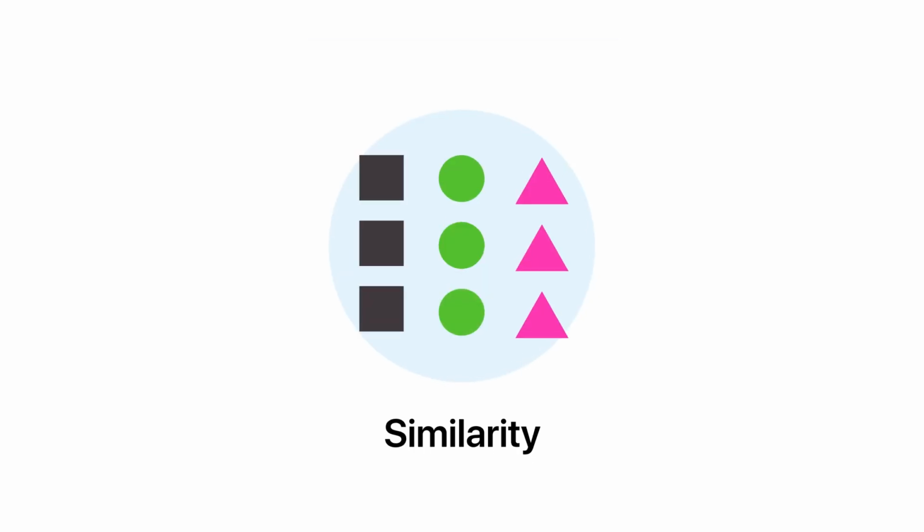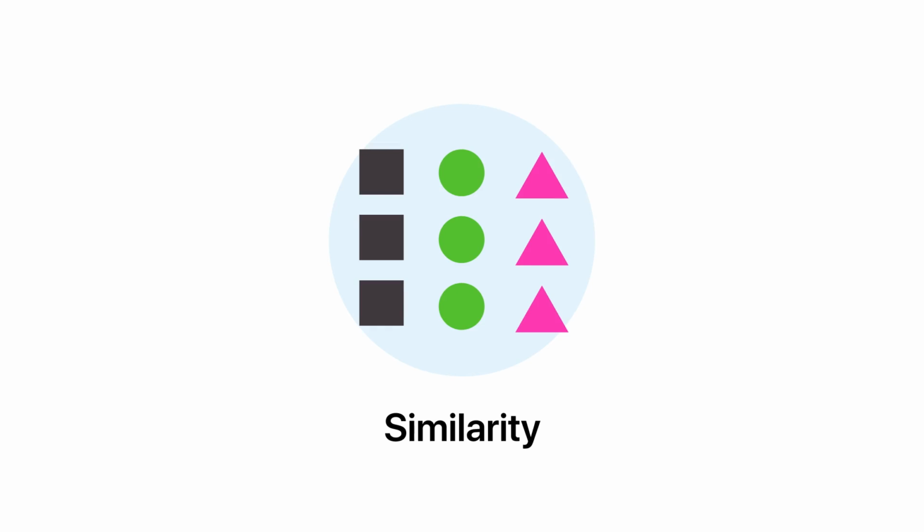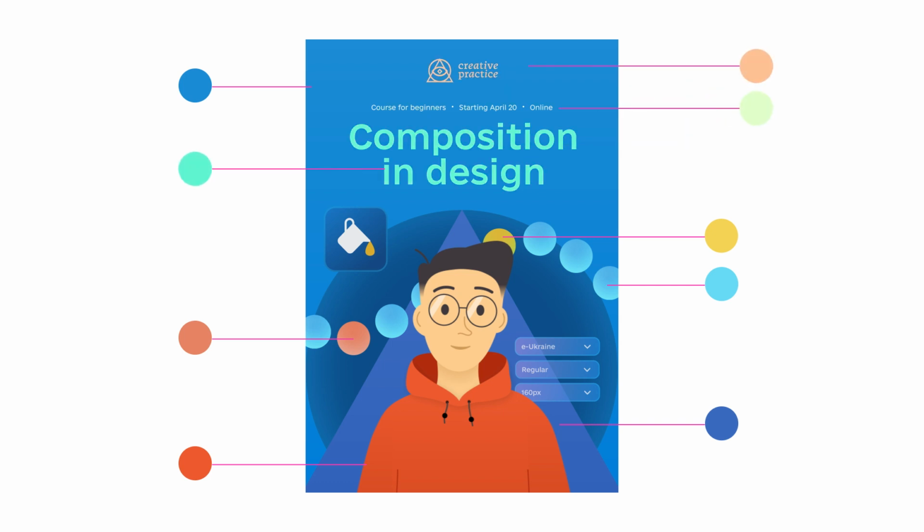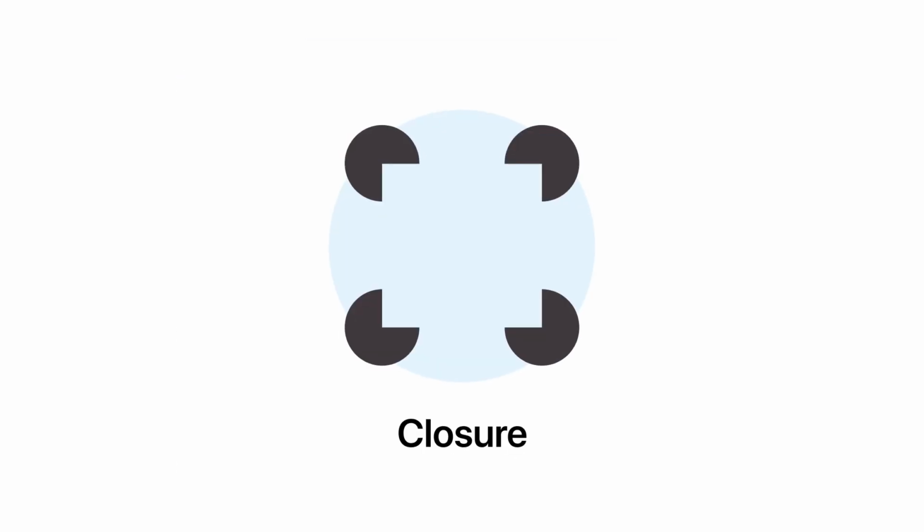Using the principle of similarity, we applied the same color to all the text on the poster, creating a cohesive group of information. Adding more colors to the text design palette would have only complicated the composition, so we avoided it. While we don't necessarily need to use the principle of closure, our course is about composition, and this principle is a useful element of the composition, so let's use it in some way.